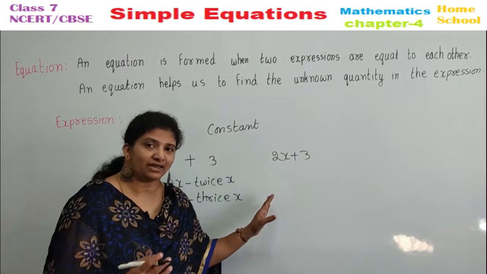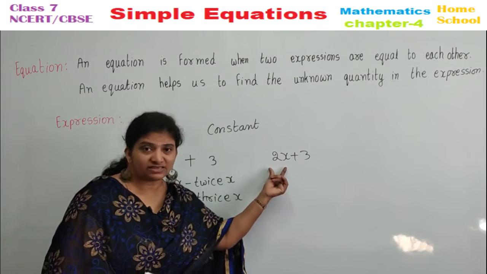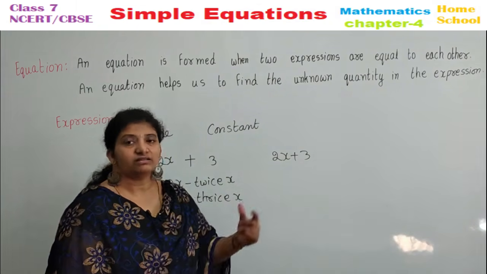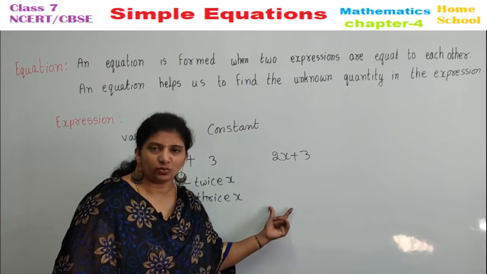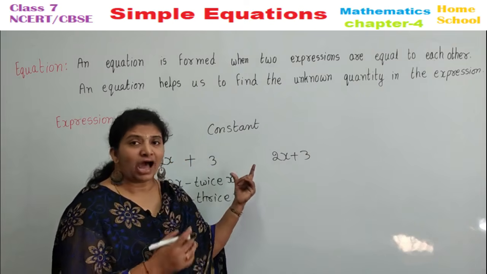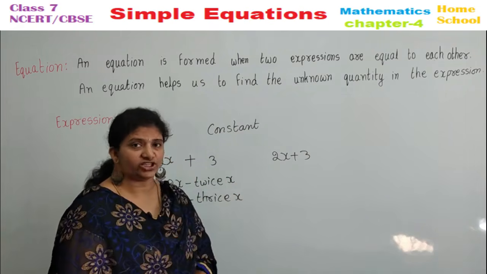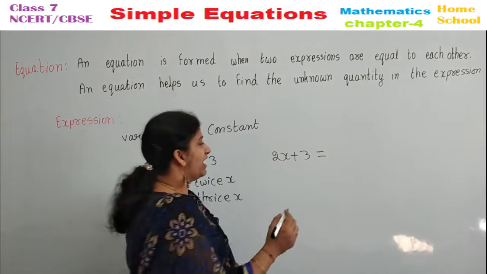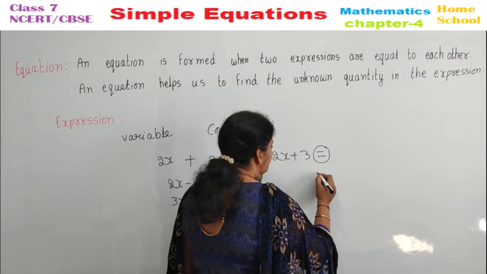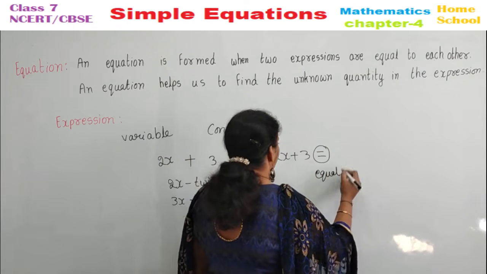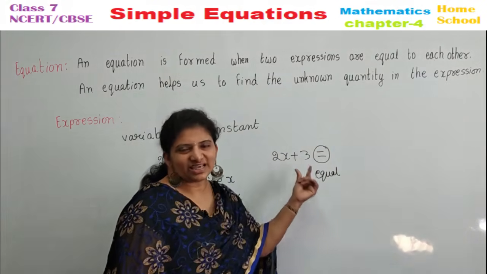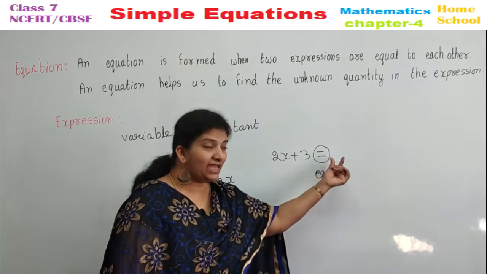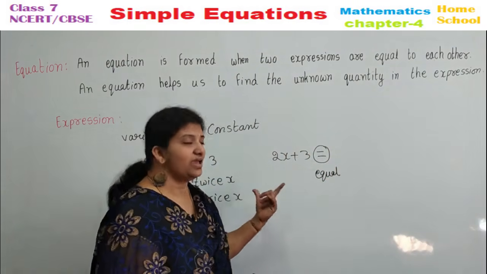Variable is represented by any alphabet. Twice the variable plus 3, 2x plus 3 we write. This is called an expression. How can an expression become an equation? Suppose if I write equal to, what is this symbol? Equals. If I write equal to for an expression and I give a value, then it becomes an equation.